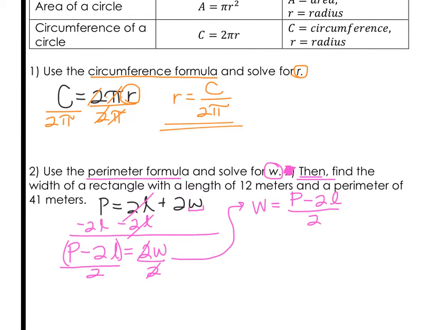Be careful not to cancel the 2's out here. The top part is one big subtraction problem, and you have to do that before you divide by 2. The second part of the problem now says find the width of the rectangle if the length is 12 and the perimeter is 41. So we're trying to find W. We know perimeter is 41, and we know length is 12. So I just plugged in capital P and lowercase l.